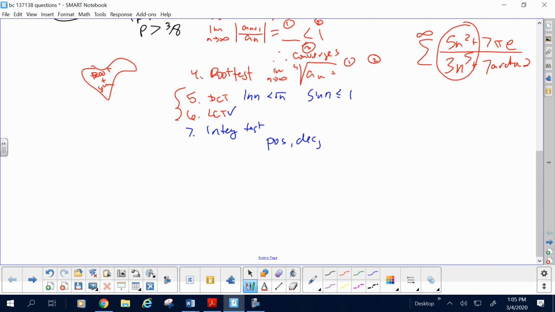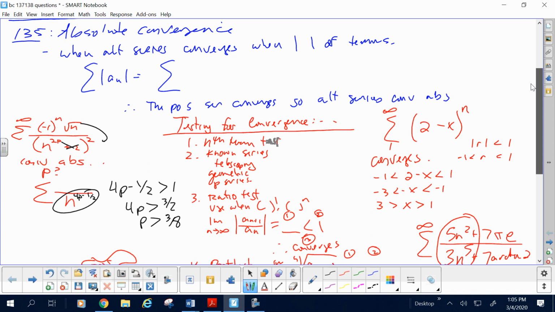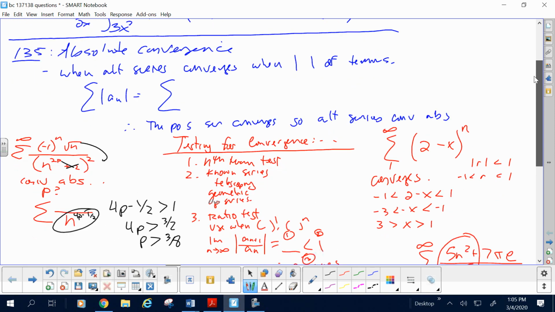Positive, decreasing end. Continuous, obviously. It always ends up comparing to an improper integral, so you have to have skill there. And logs often happen, and you get that. I think that's all on convergence tests.